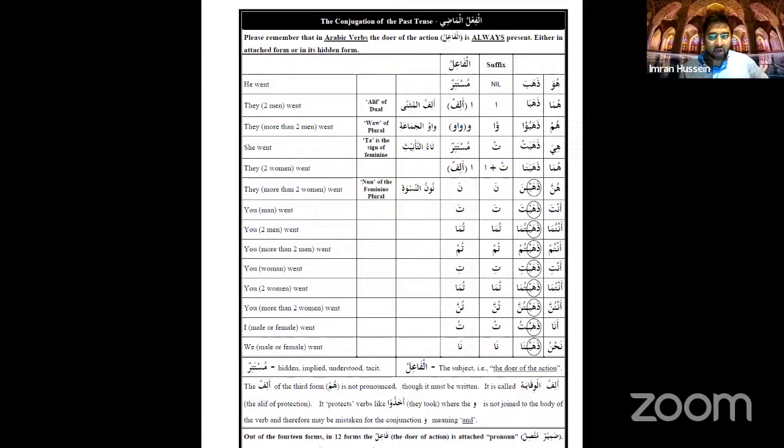Now, from the sixth form onwards, the ta will remain with a sukoon. Then we just add the suffixes: tu, tuma, tum, ti, tuma, tunna. So these are the suffixes which represent who is performing the action.